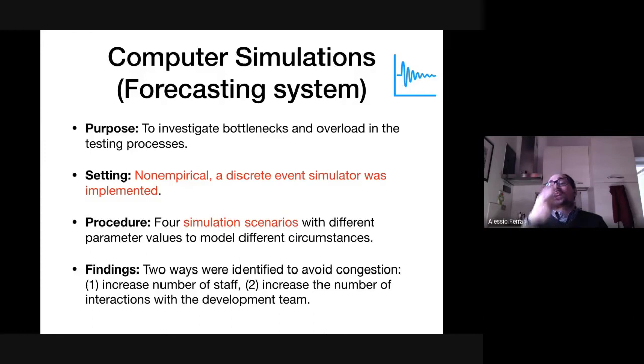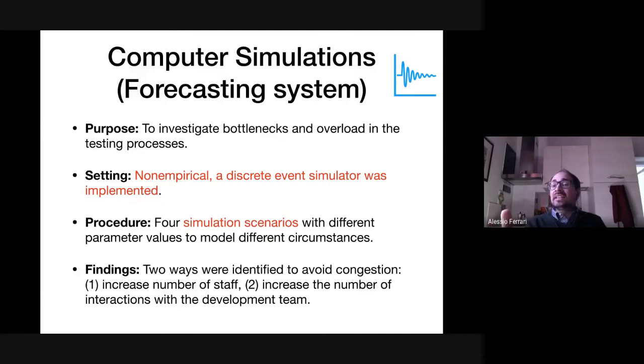I operationalize somewhat the theory in a computer system. By running several experiments with this simulator, they saw that to avoid congestion in testing, they need to increase the number of staff and increase the number of interactions with the development team. Of course, if I didn't consider some very relevant variable, this would not be noticed in my simulation environment. So it is important that it's very close to the real environment.